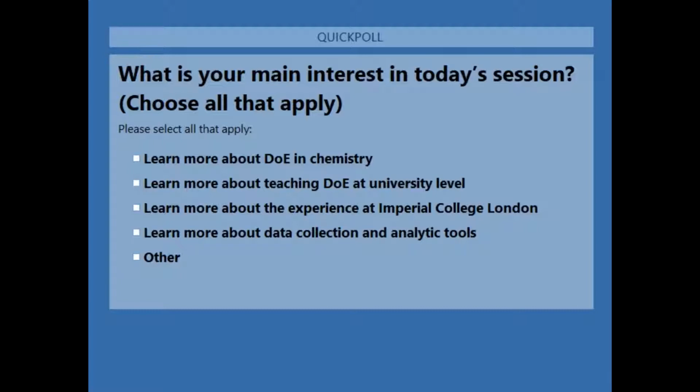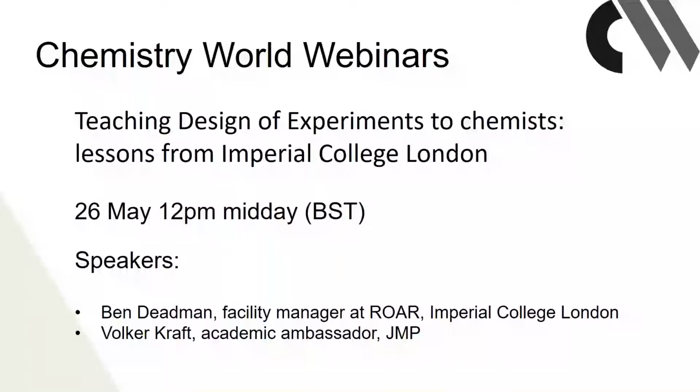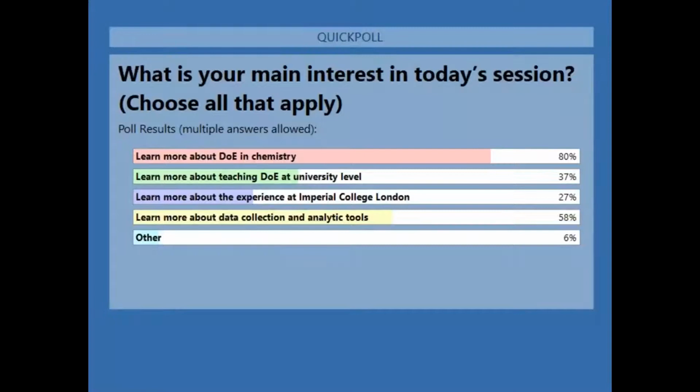So over half of you have voted. Let's close the poll and let's share the poll now. Let's see what most people are interested in. So you're here to learn more about design of experiments in chemistry predominantly, but a good over half of you are here to learn more about data collection and analytic tools, and a significant proportion are here to learn about teaching DoE at a university level. That's good. And also at the Imperial College London experience itself.